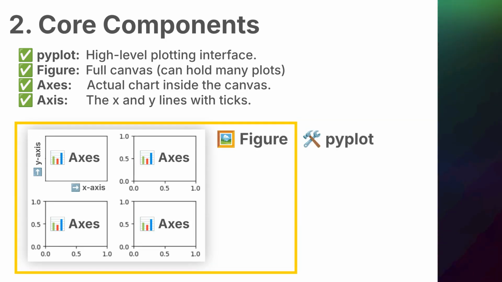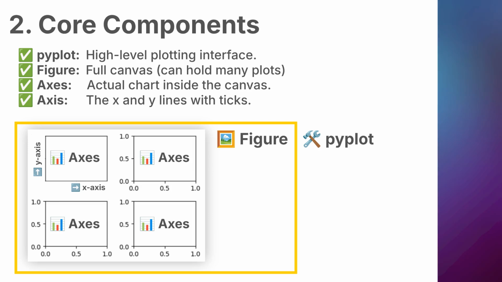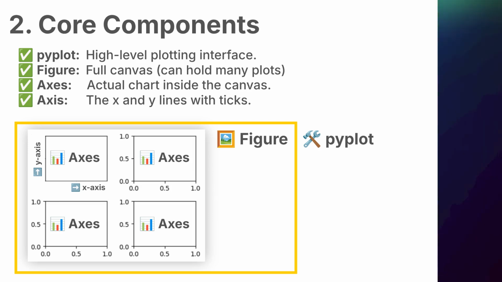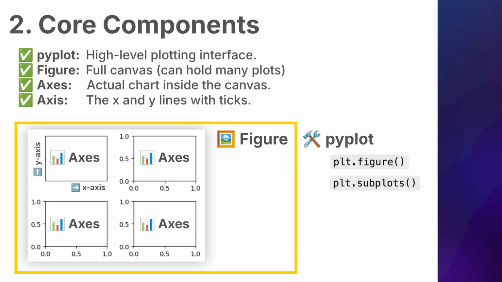First, pyplot. It's a high-level interface that makes plotting easy and quick. It works like a command center that automatically manages figures and axes for you. They are created by functions like plt.figure or plt.subplots. Figure is the entire canvas or window that contains all your plots. A single figure can hold multiple axes.